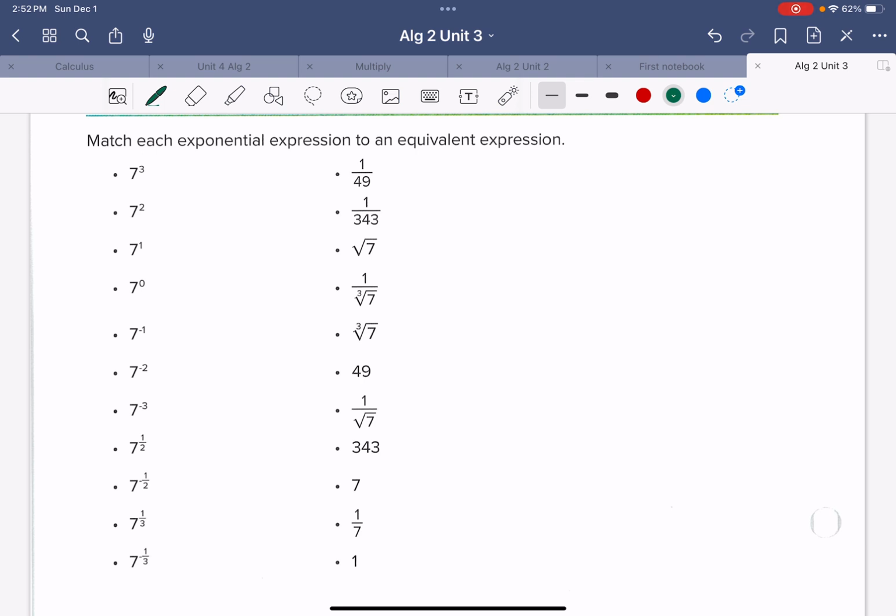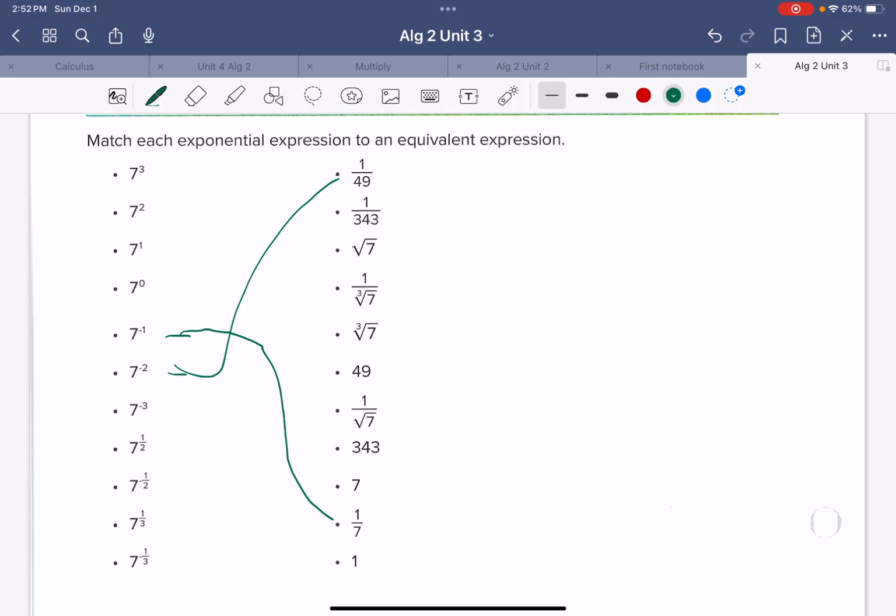I'll get you started on the first one. So 7 to the -1 power means that we are making it be a fraction. So that's 1/7. And then 7 to the -2 means we're making it be a fraction and squaring it. So that'd be 1/49. Okay, so try the rest of them. Pause it and try these, see if you can match them up, and then we'll go through them together.